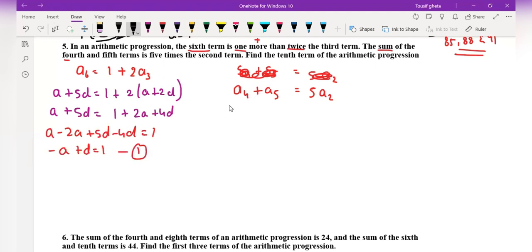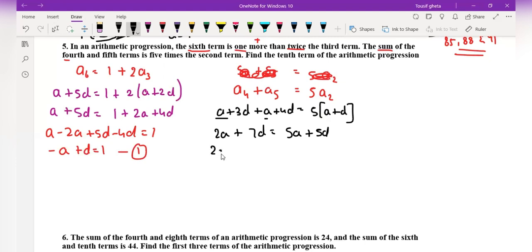Next, over here, A4 fourth term को कैसे लिख सकते हैं? A plus 3D, and fifth term को कैसे लिख सकते हैं? A plus 4D, is equal to 5 of A plus D. So A plus A, 2A, 3D plus 4D आएगा 7D, is equal to 5A plus 5D. Transpose it to the left hand side, we're going to get 2A minus 5A plus 7D minus 5D is equal to 0. So 2A minus 5A will get minus 3A plus 2D is equal to 0. Right? This is what we got.